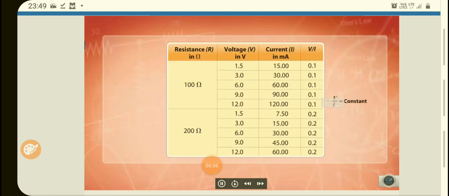This is the experiment we use for the verification of Ohm's law. For the verification, the conditions must be maintained: the temperature must remain constant, and the dimensions of the wire should not change. For these two reasons, we turn off the circuit from time to time. After taking the reading, we turn off the circuit so that the current does not flow for a longer time and heat is not produced in it, and thus we maintain the temperature of the wire.